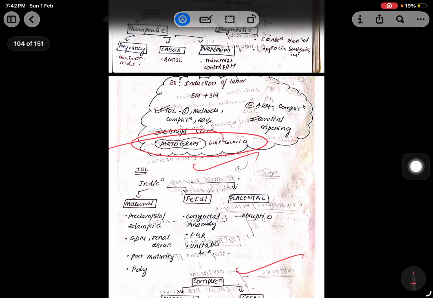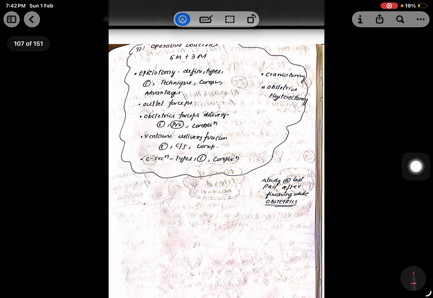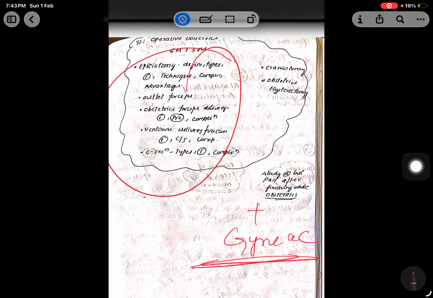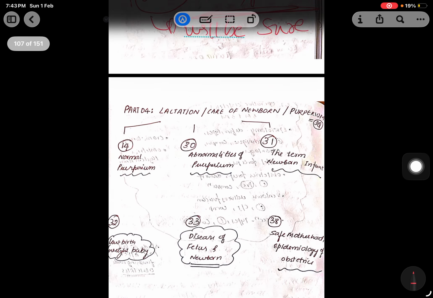Partogram I have not discussed and I have not mentioned also. Make sure you study it separately. Cervical rate, Bishop's score. Again, one important thing which I would like to say is operative obstetrics. This can be part of gynaec also. So I have not included this in our PDF itself. So make sure you study all these things before this exam and the next exam also. One 3-marker will be from this itself. So make sure you study that.